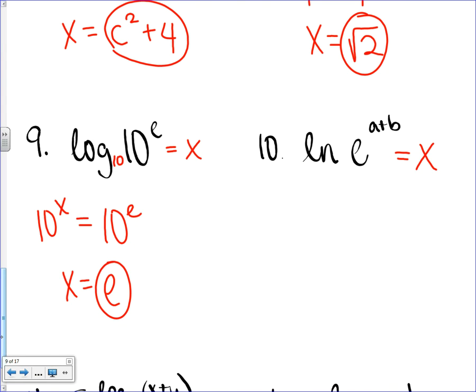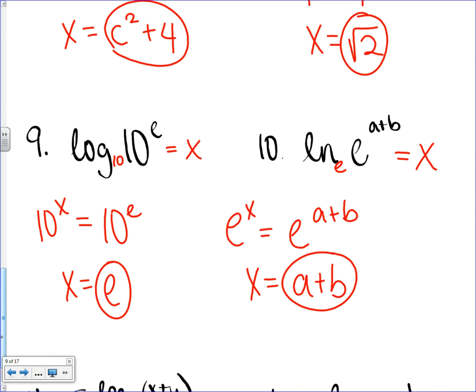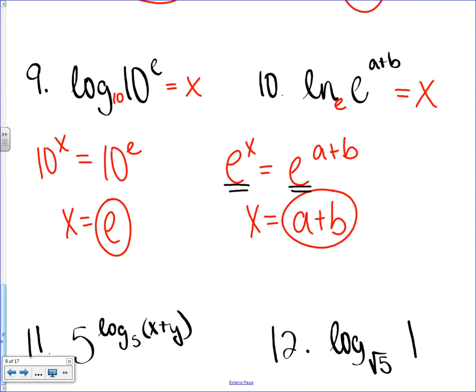Okay, taking a look here. Again, remember that the base of ln is e. So this will be e to the x is equal to e to the a plus b. So x has got to be a plus b. These e's are equivalent. That means if they're going to be equal, their exponents also have to be equivalent.